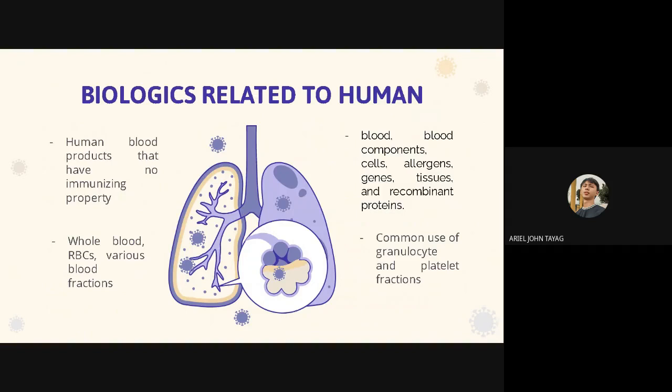Biologic drugs include a wide variety of products derived from human, animal, or microorganism by using biotechnology. Types of biologic drugs include blood components, cells, allergens, genes, tissues, and recombinant proteins. Recent years have been characterized by an increasing sophistication in the availability and use of blood products, and further developments such as the common use of granulocyte and platelet fractions for treatment of granulocytopenia and thrombocytopenia.